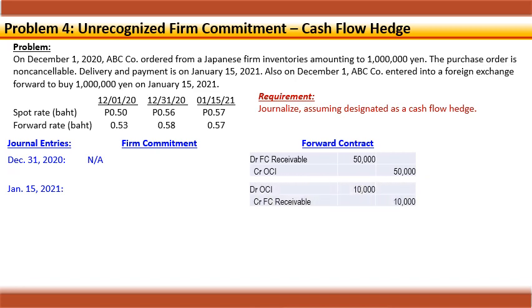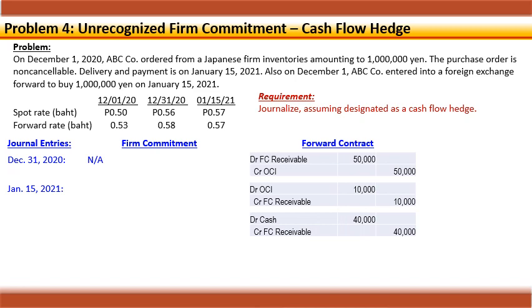Then, on January 15, at the date of settlement, remeasure mo ulit siya. From 0.58, naging 0.57 yung forward rate mo. So, debit ka other comprehensive income 10,000, credit ka foreign currency receivable. And by the way, your other comprehensive income is presented within equity. Nasa equity mo siya as part of your reserves.